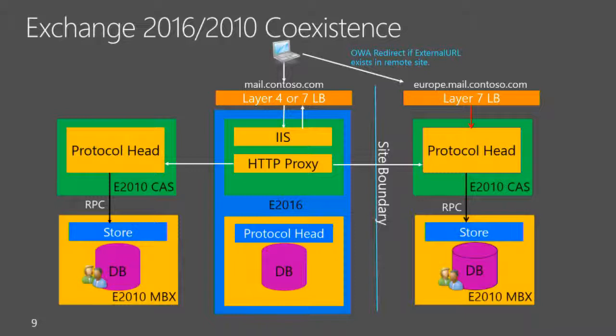Now, if they are in a different Active Directory site, this is where it depends. I've got both arrows up there. If that remote site is internet-facing and you have configured an external URL, we will redirect that user over to the more correct external URL. If you have not configured an external URL, we will then proxy the user, just like we did for the first server, over to the non-internet-facing site.